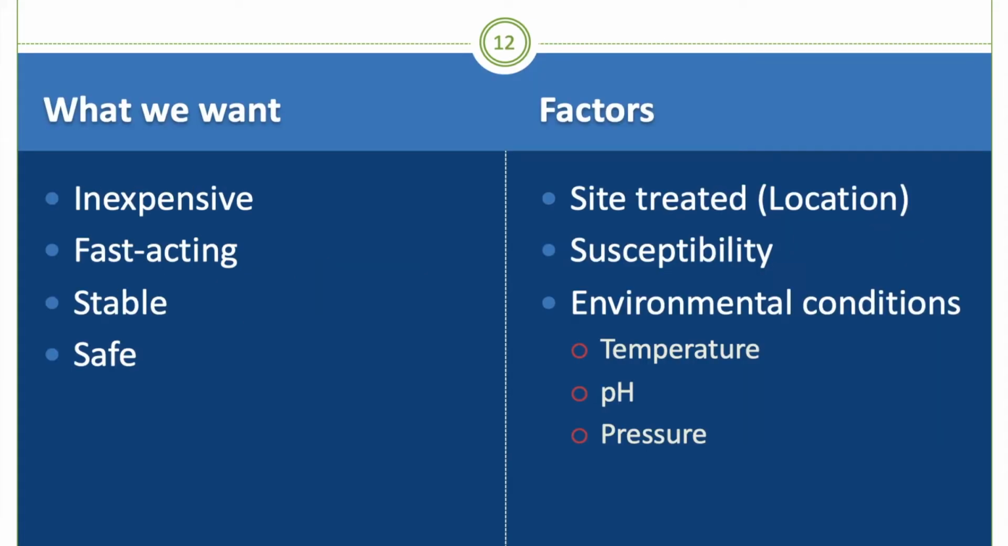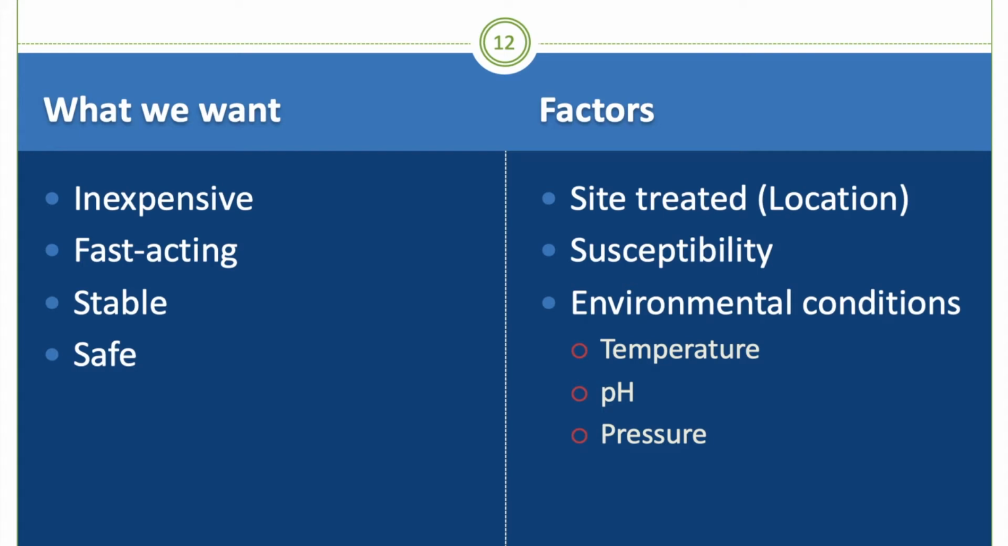Now, if you want to control microorganisms, these are the things that you want to look at. You want a method that is inexpensive, that will act quickly, that wouldn't destabilize the system, and that is safe. And in terms of the factors that we'll look at, what site are we going to use? Is it going to be a local site? Is it going to be some kind of systemic thing?